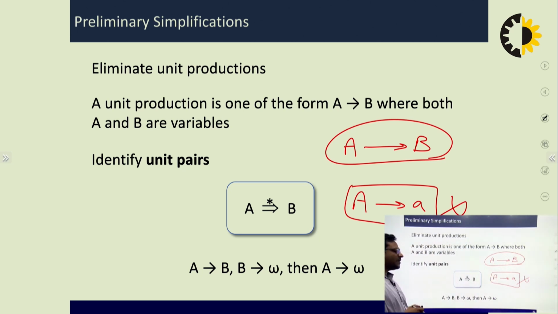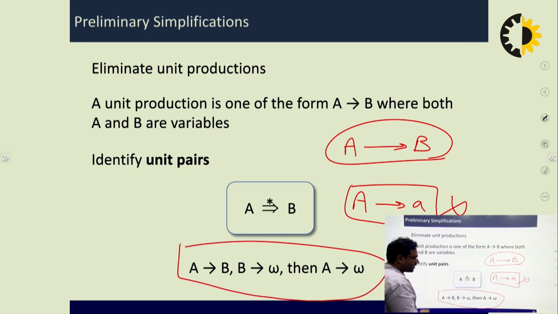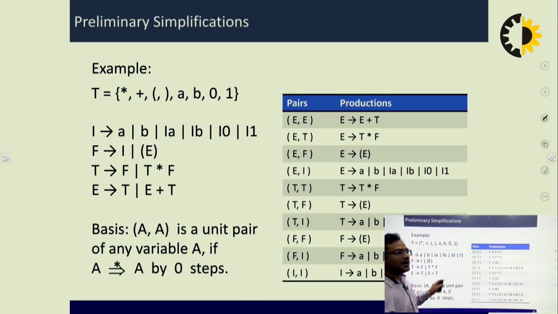You remove it by using the transitive property, which we also discussed in discrete mathematics. If A tends to B and B tends to W, where W is any kind of string, then you can replace it with A tends to W. This is the way you can eliminate the unit production, or the unit pair. Okay, let's see the example.